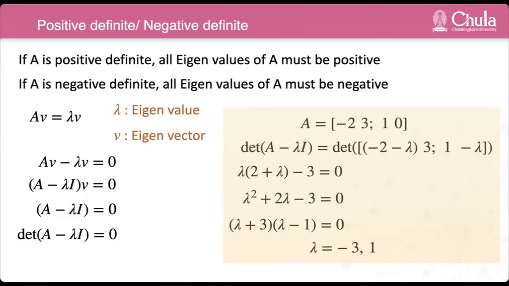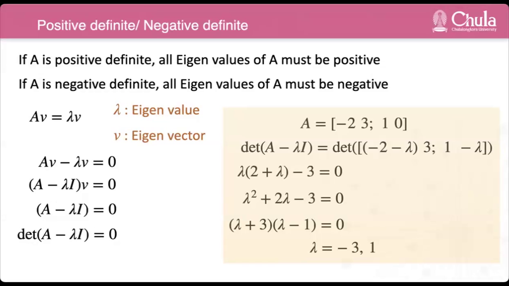But we cannot subtract lambda from A because lambda is a scalar, A is a matrix. But it is very simple. We multiply it with the identity matrix. I is the identity matrix. What is the identity matrix? It's diagonal, and the diagonal is 1, right? So from here, (A minus lambda I) V equals 0.